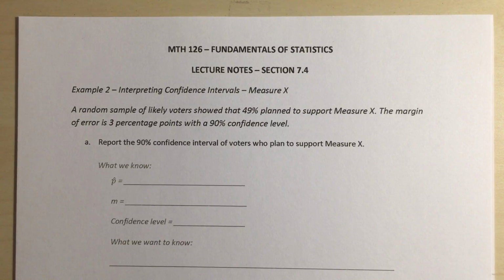A random sample of likely voters showed that 49% plan to support Measure X. The margin of error is 3 percentage points with a 90% confidence level. All right, so report the 90% confidence interval of voters who plan to support Measure X.